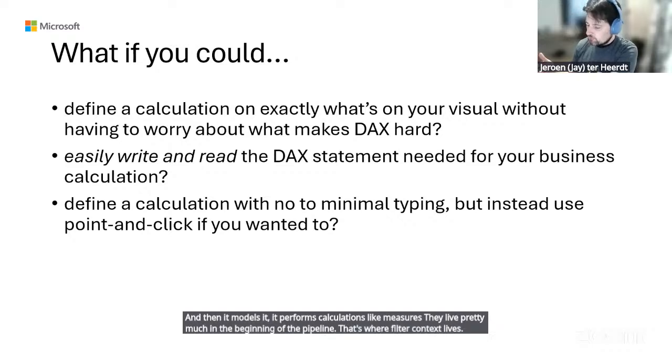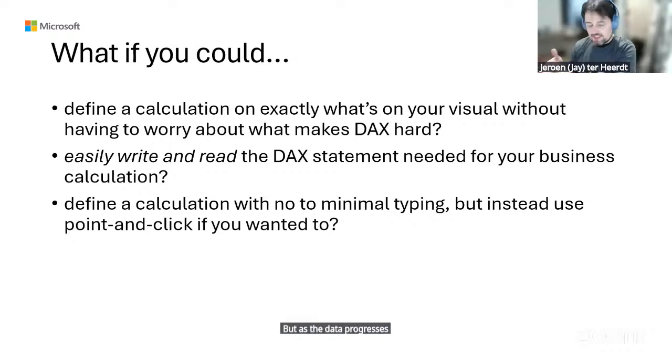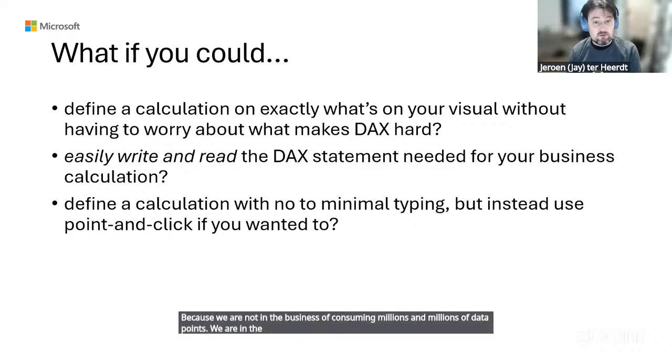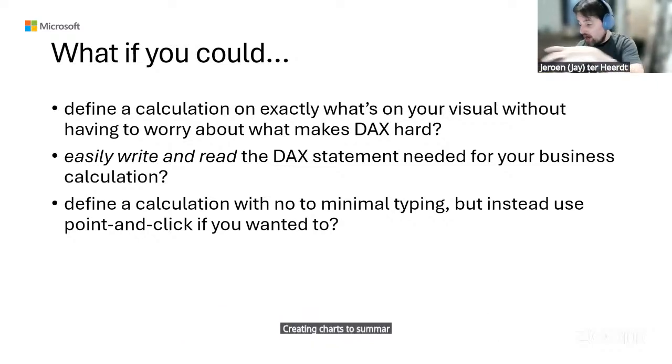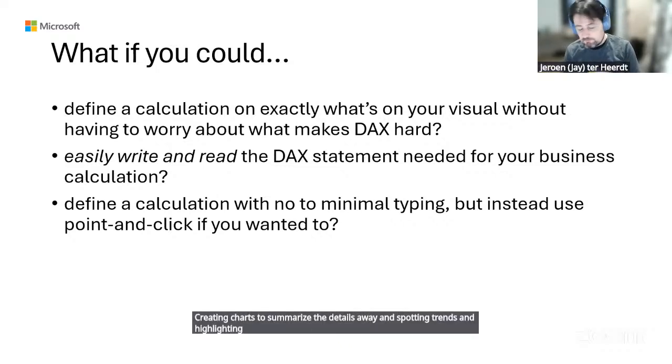But as the data progresses through the pipeline, the data gets aggregated, because we are not in the business of consuming millions and millions of data points. We are in the business of summarizing data, right? Most humans cannot remember more than 7 or 8 data points at the same time. So we are all in the business of creating charts to summarize the details away, spotting trends and highlighting important stuff in charts. So really, in the pipeline, the data is aggregated from raw data into high level information.